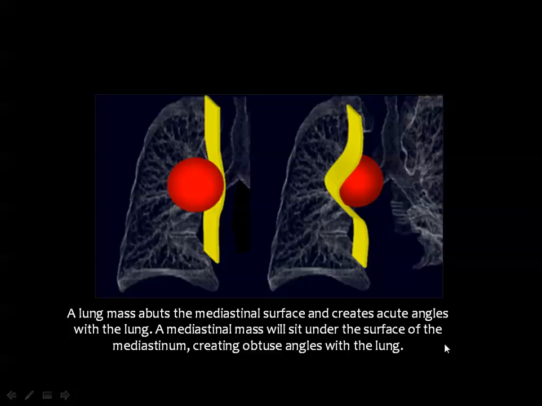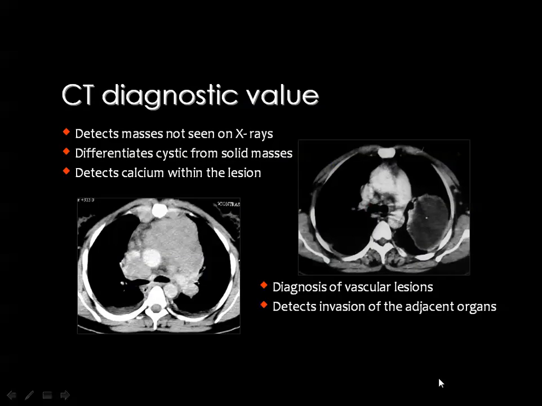Then this is a diagram to show you what we mean by a pulmonary lesion and a mediastinal pathology. This is a pulmonary lesion forming an acute angle with the mediastinal border, which is indicated by the yellow color. While this is a mediastinal pathology, which will form an obtuse angle with the adjacent mediastinal border, and you can see this clearly in the diagram.